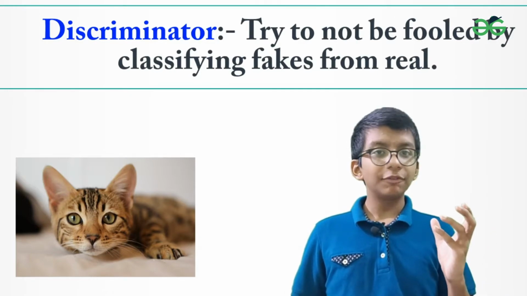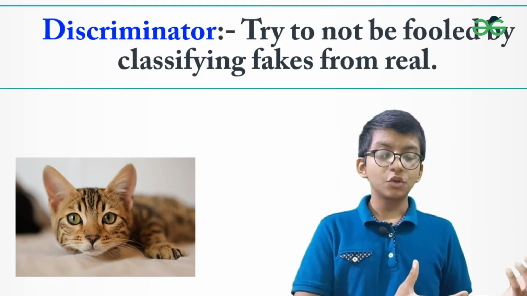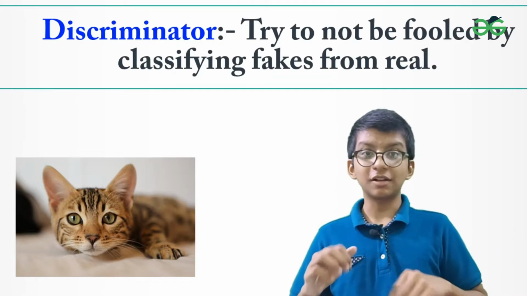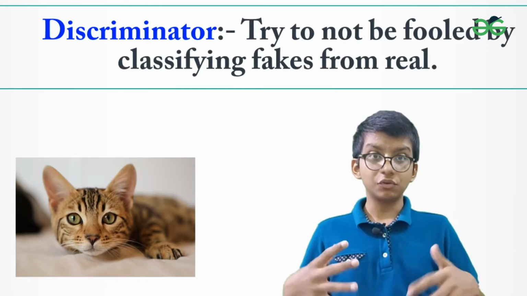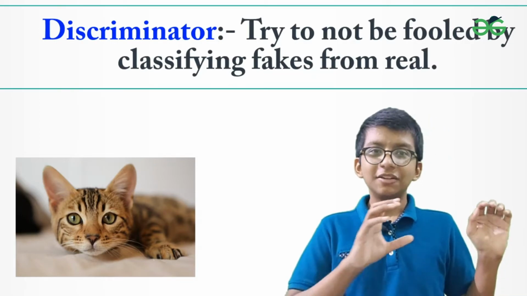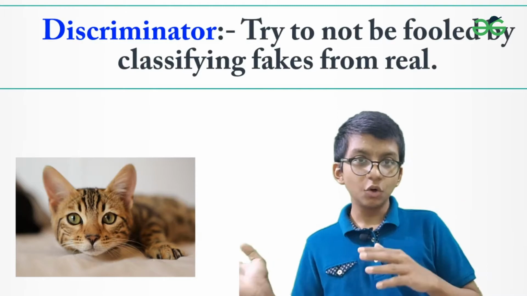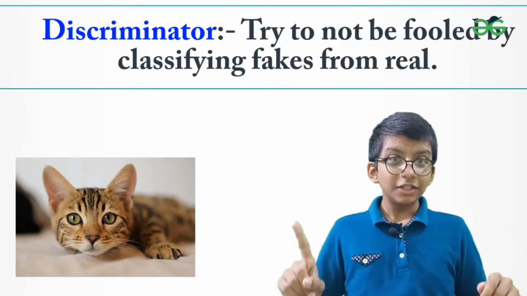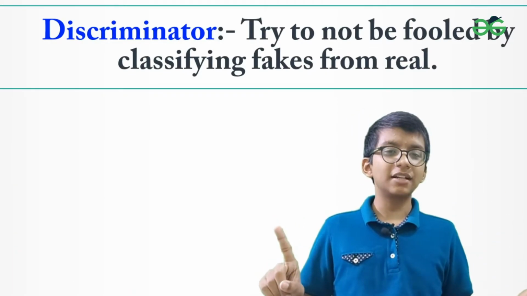And if it says fake, then the generator has to do some more work and then give it to the discriminator again. Again the discriminator says it is fake, so again it goes back here. So here the generator is trying to fool the discriminator by making more realistic examples, and the discriminator's aim is to not be fooled by the generator, and in this way they compete.